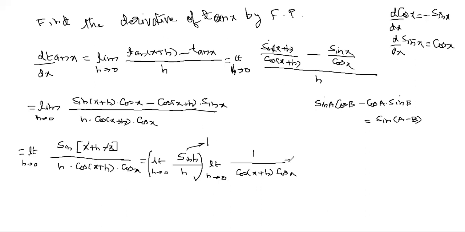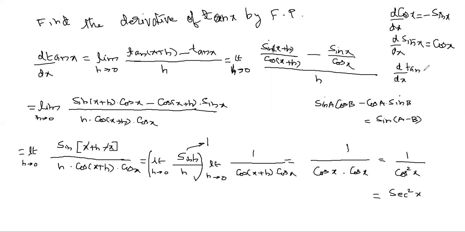So we are only left with this value, and here we can put the value of h as 0. So cos(x plus 0) means cos x, into cos x. So cos x into cos x is 1 by cos square x, and 1 by cos square x is equal to sec square x. Therefore, we got the third formula: d by dx of tan x is equal to sec square x.